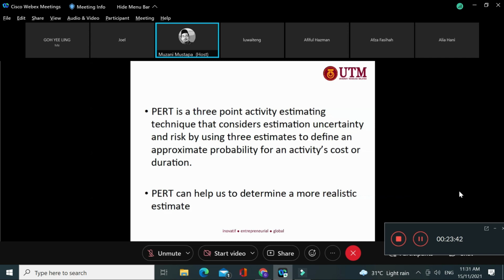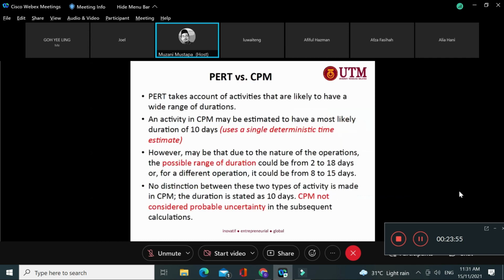Why so? Because the mathematicians or statisticians came up with the 3 points, and the estimate covers a particular range: number 1 is optimistic time, most likely time, and pessimistic time. So if we read here, the CPM estimate has a most likely duration of 10 days. It means they use a single deterministic time estimate, right? But in PERT, with optimistic time, pessimistic time and most likely, they have a range of duration, a possible range of duration.